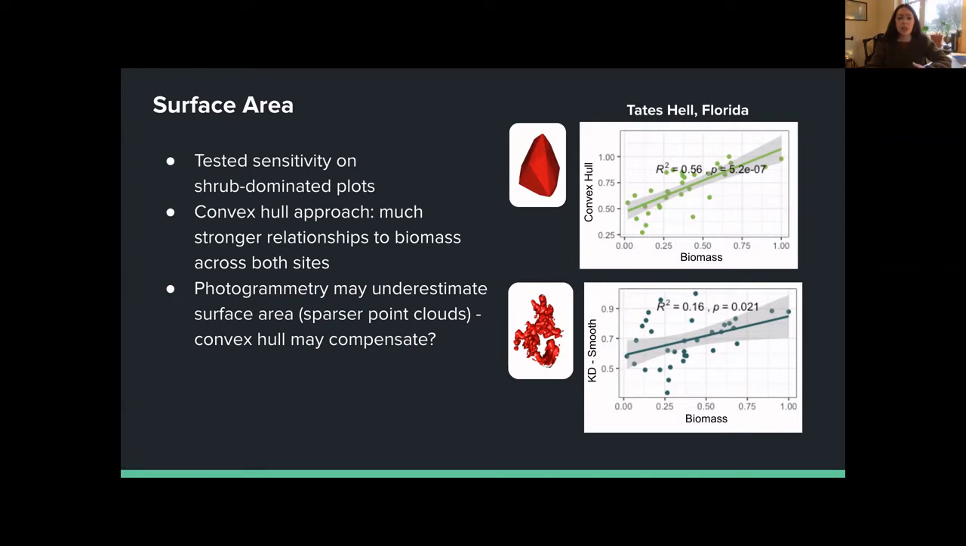And these results seem somewhat surprising when you consider how much more the kernel density surface area looks like the actual vegetation in the plot. But it's important to consider that the GoPro photogrammetry in general may be producing somewhat sparser point clouds than what you might see with something like TLS. And therefore, surface area for these plots might be underestimated and maybe more variable than what's happening in reality. So the convex hull might actually be compensating for some of that.